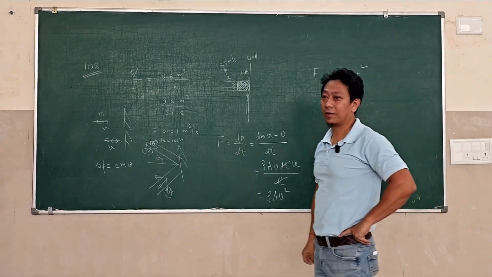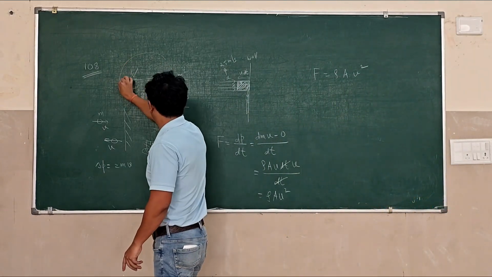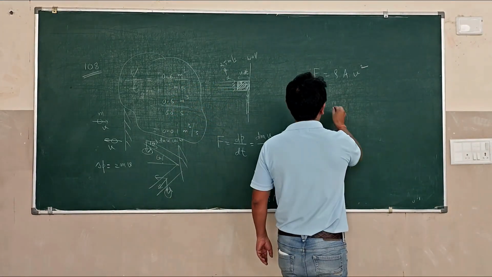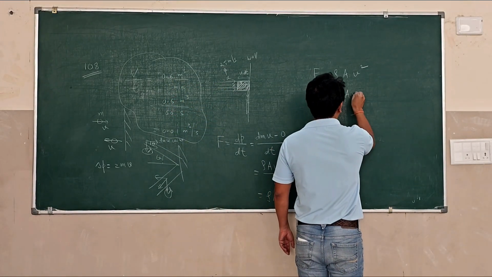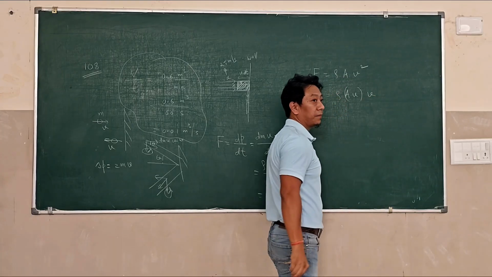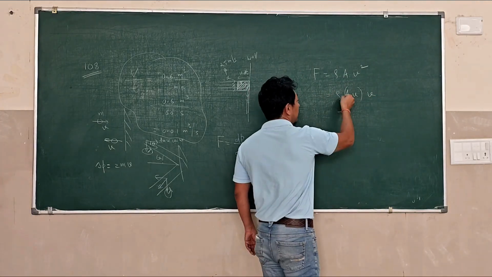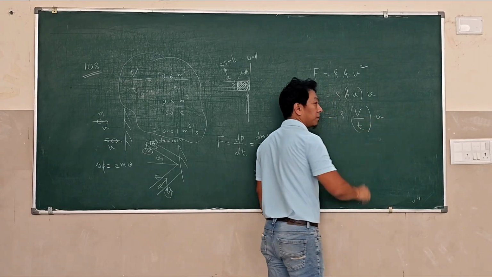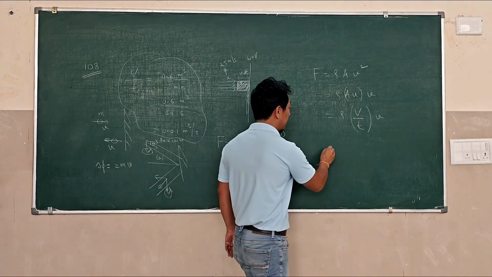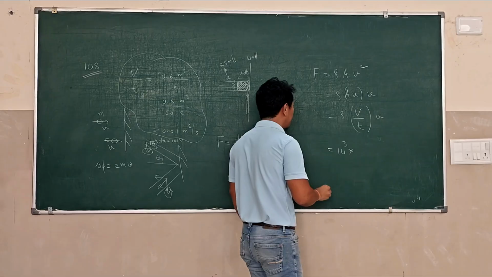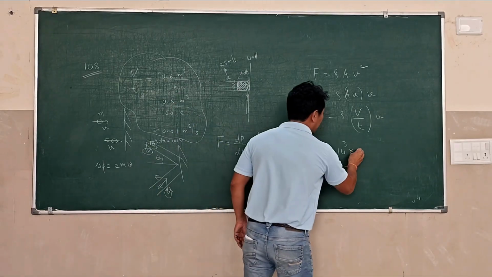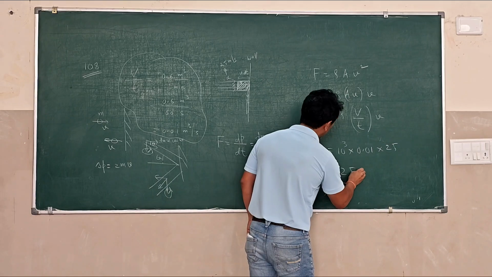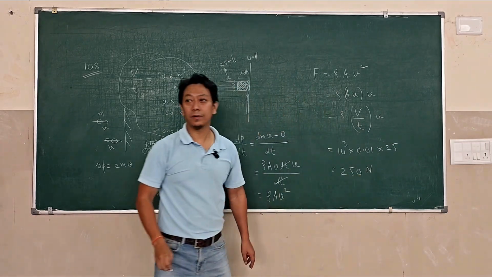Area they have not given. But we know the formula for volume rate of flow, A into V. So I can write this as rho A V into V, and this A into V is the volume rate of flow. Finished. So density is 10 power 3, volume rate of flow is given as 0.01, velocity is 25. That will be 250 Newton. Okay.